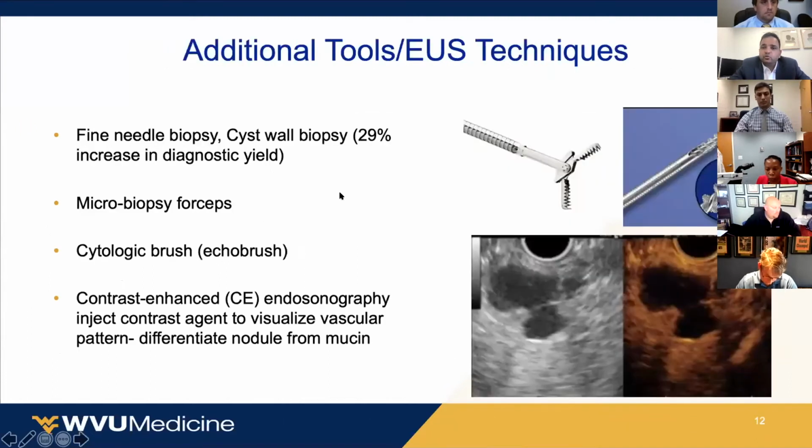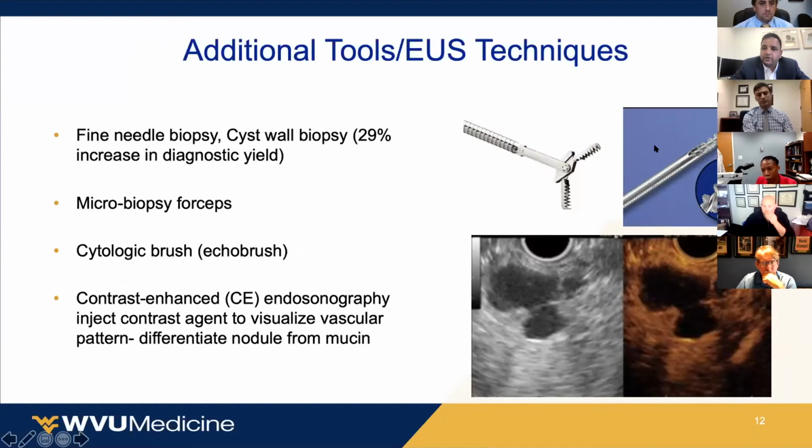There are additional tools which we use to increase the diagnostic accuracy. So we have these biopsy needles. These are very small, tiny biopsy needles that can go through a 19 gauge needle and biopsy the cyst wall. Cyst wall biopsy has been shown to increase the yield by around 30%. Then we have an echo brush. This is a brush which can increase the cytological yield.